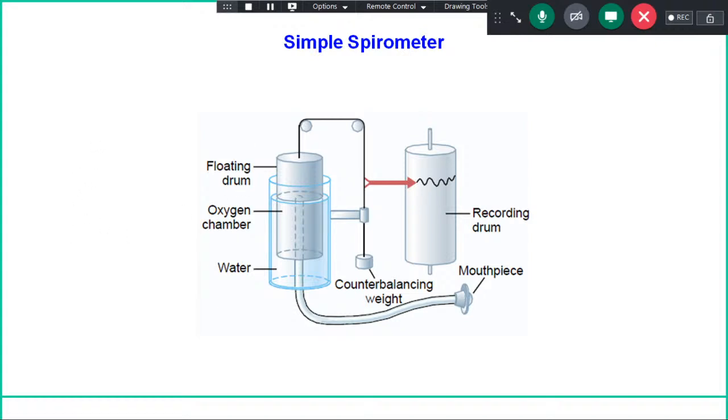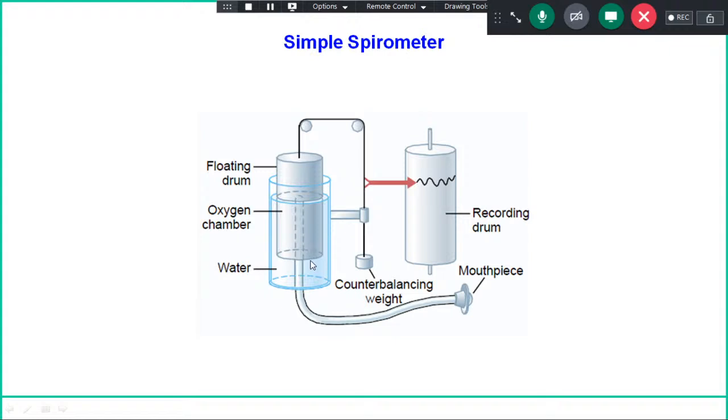Volumes are the simple volumes that we have said, which cannot be further broken down, like tidal volume, inspiratory reserve volume, expiratory reserve volume, residual volume. Capacities are the sum of two or more volumes. So, whenever you can add these volumes, you can come to a nomenclature of capacity. We use this particular type of spirometer in our lab to show you how to measure the lung volumes and capacities.